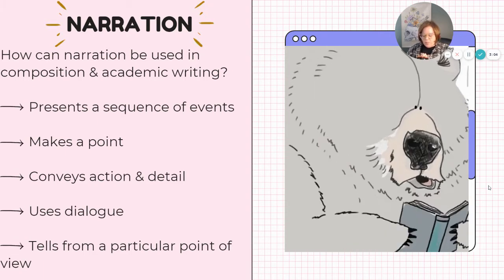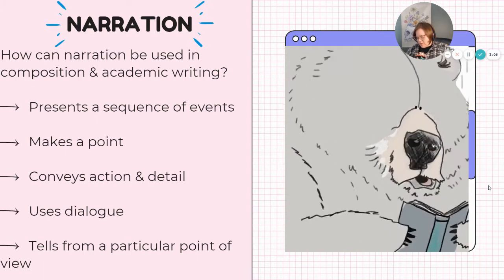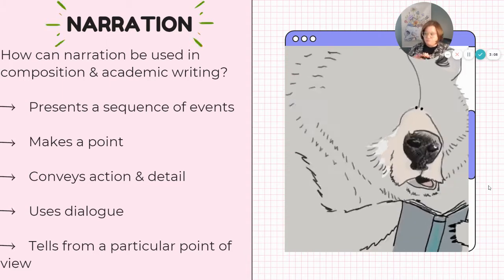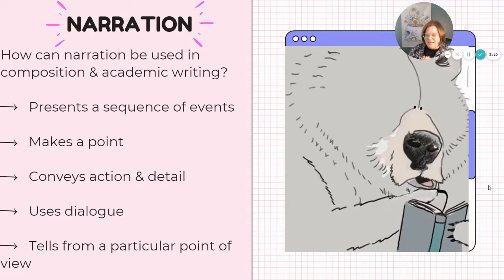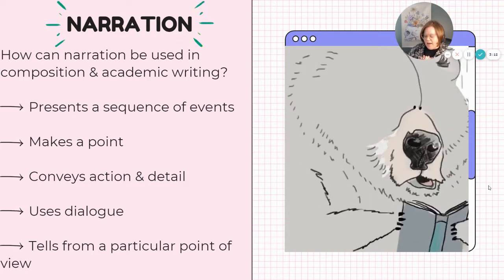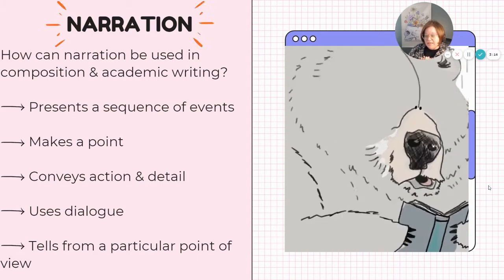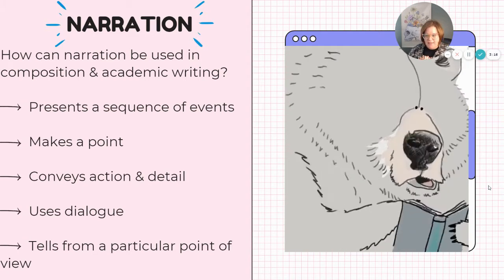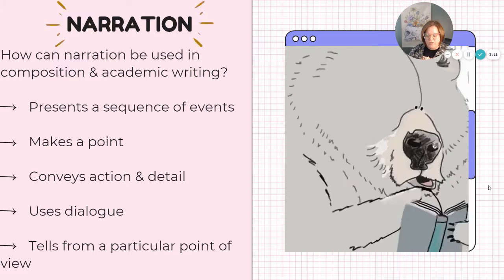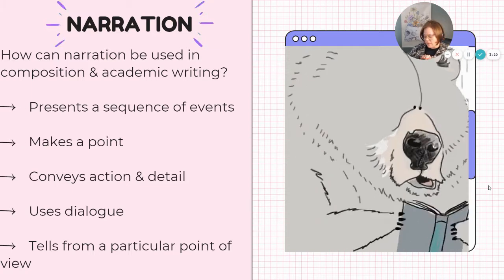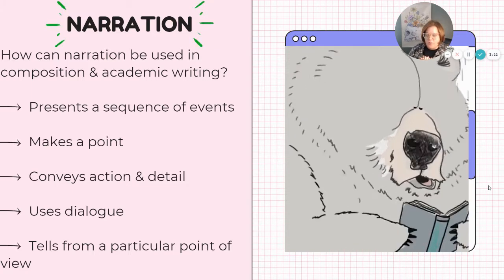Narration is also going to make a point when you're using it. It's not just there to be pretty. You have a point behind the narrative story you're telling. I mentioned previously in the lecture that implied theses make a point, but they're not outright points. The same thing with narration. They're going to make a point.